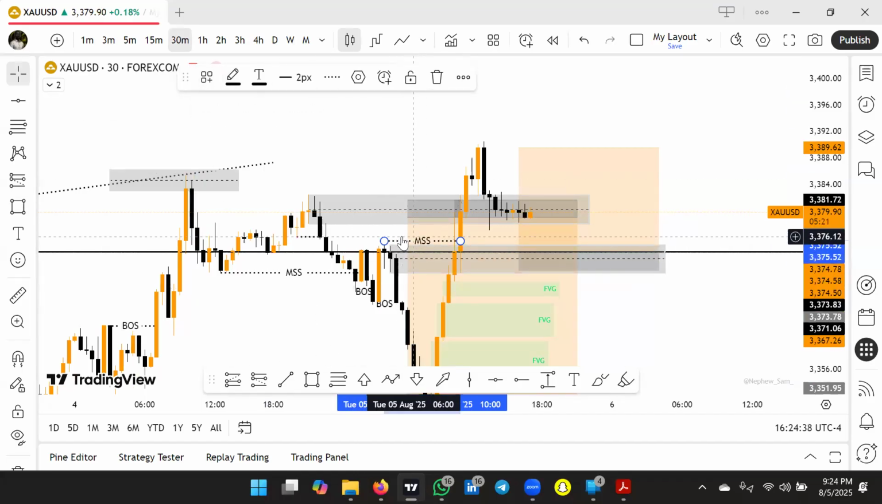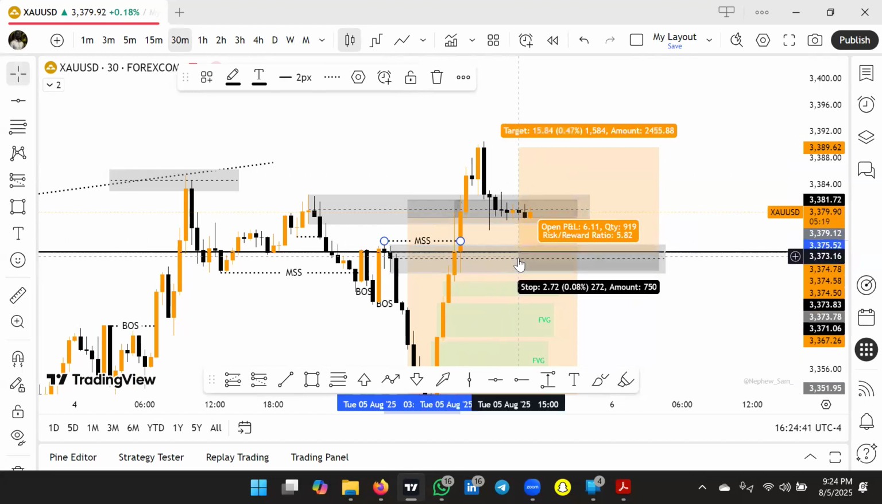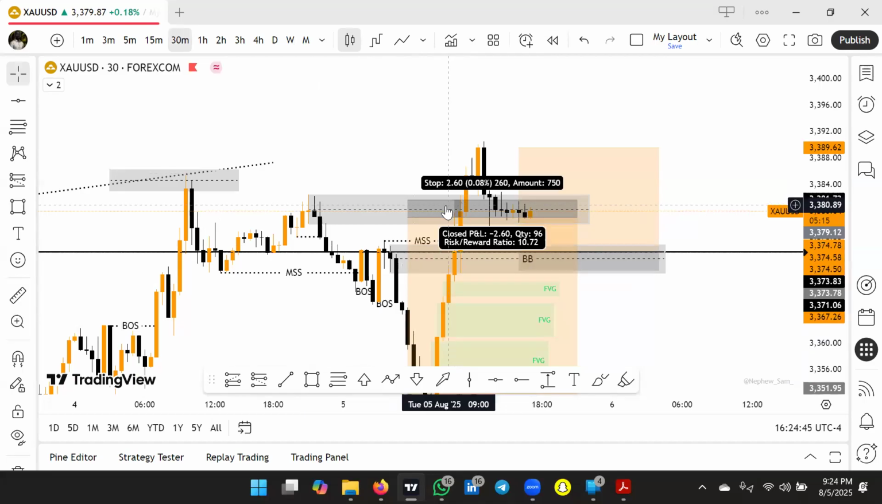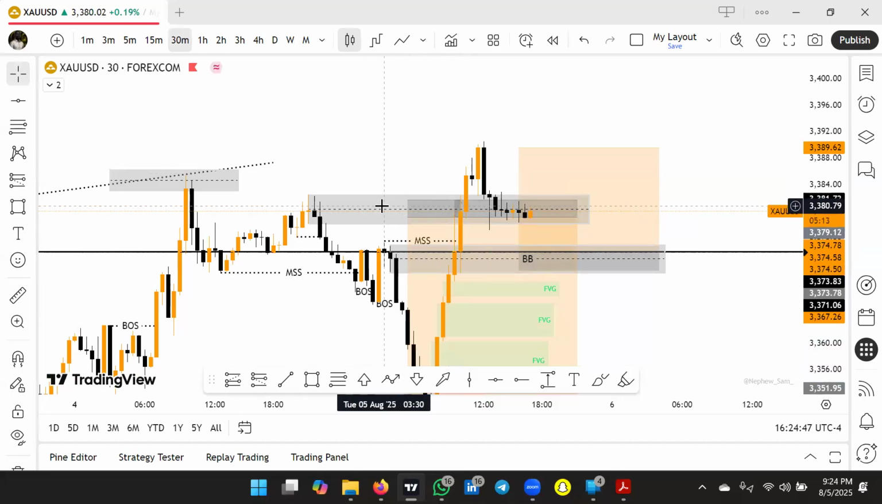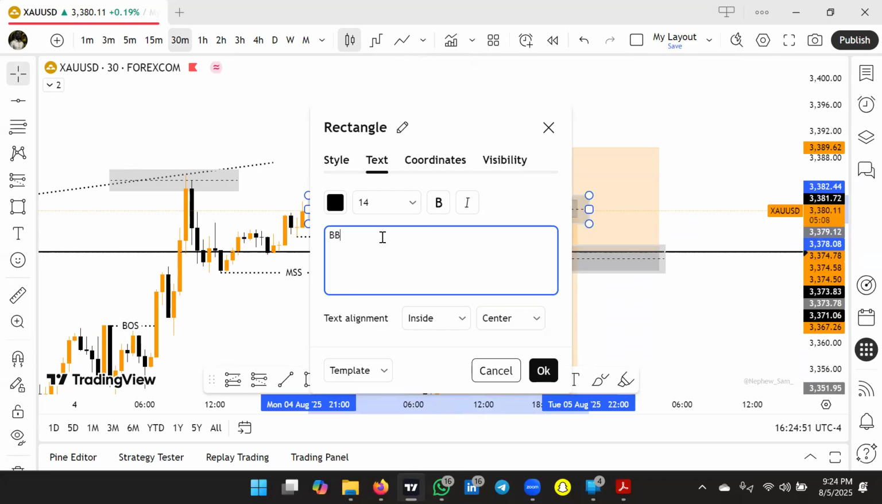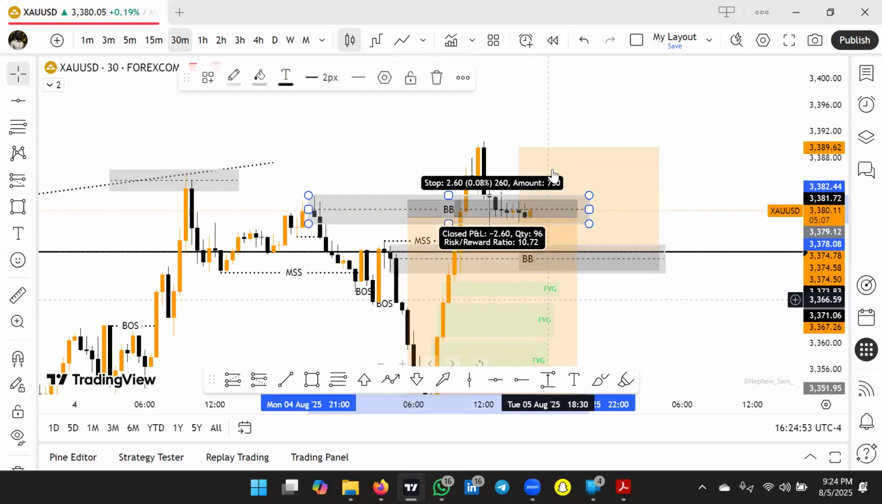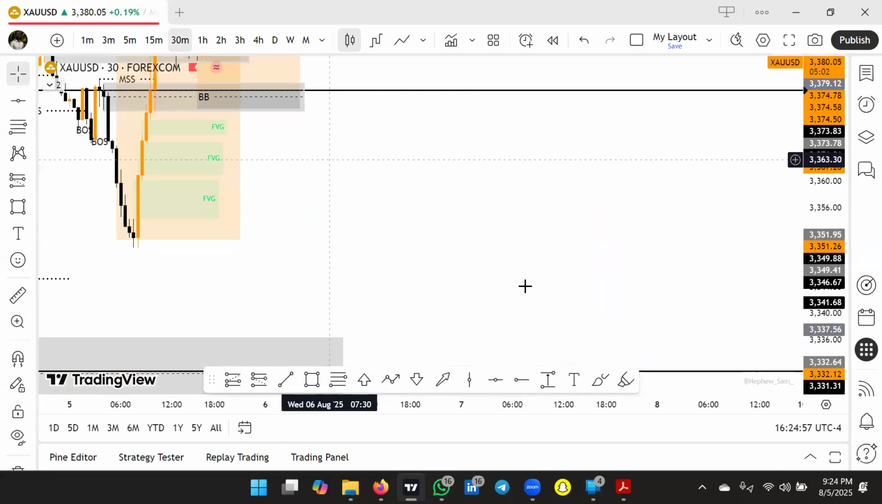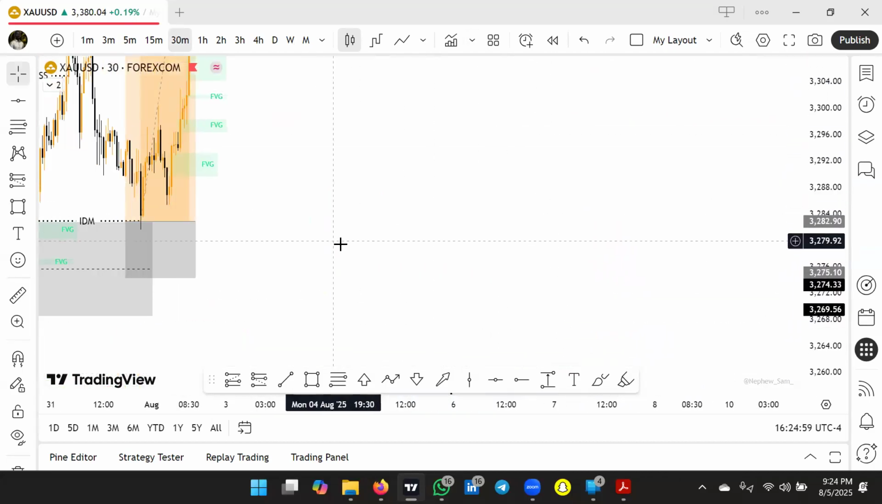But now what you see, there's a market structural shift. So we have two breaker blocks. This is a breaker block on the 30 minute time frame. This is a breaker block. These zones we are seeing are failed order blocks. Failed order blocks are what we refer to as a breaker block. Like the example I showed you here, where is the example?